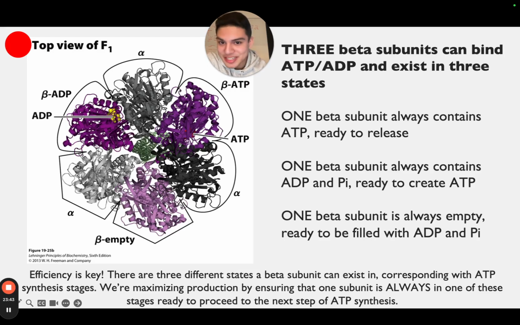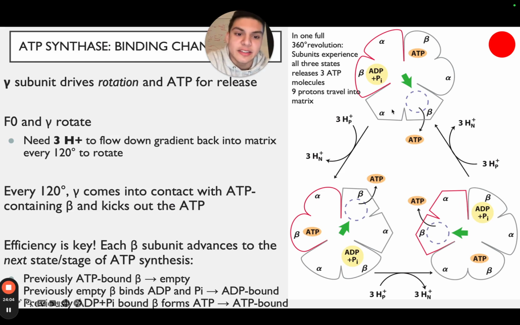We would not be producing that much ATP for the muscles that require it. So it constantly has to be rotating and alternating between these 3 different states constantly. You will never find an ATP synthase that has 2 empty beta subunits or all of them are ATPs. You will never find that. You will always find this interchanging. And so we'll talk about this on the next slide, how this works mechanistically. So this is moving in a counterclockwise direction. And all I want to say is let's start on the top. That's all we need to know.